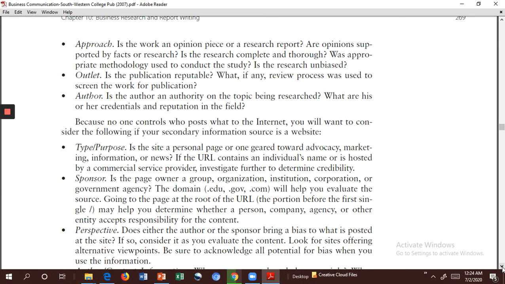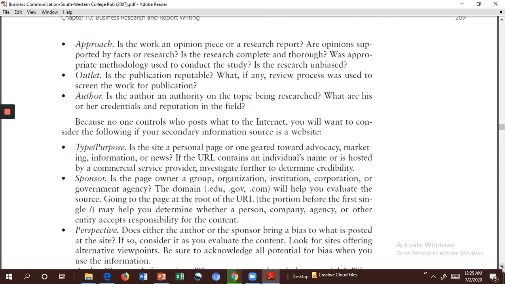Approach is the work an opinion piece or a research report, or is the opinion supported by facts or research? This is very important. If it is just an opinion piece, and nothing is being supported with facts, then it may not be taken as a credible source, so that information could be questioned.